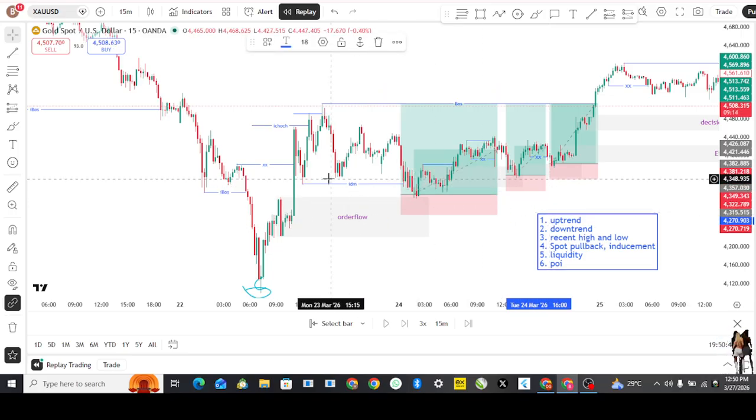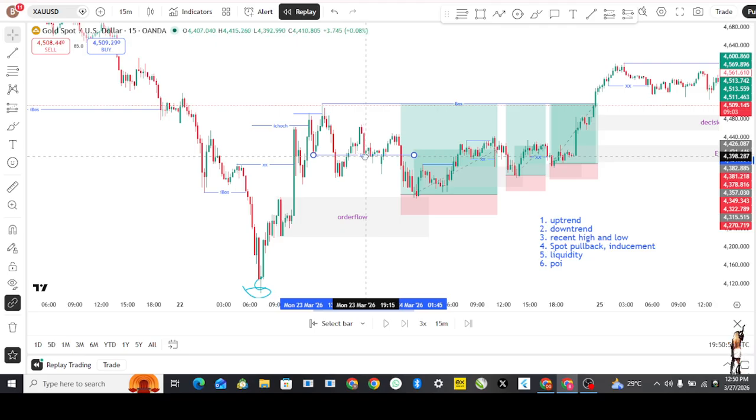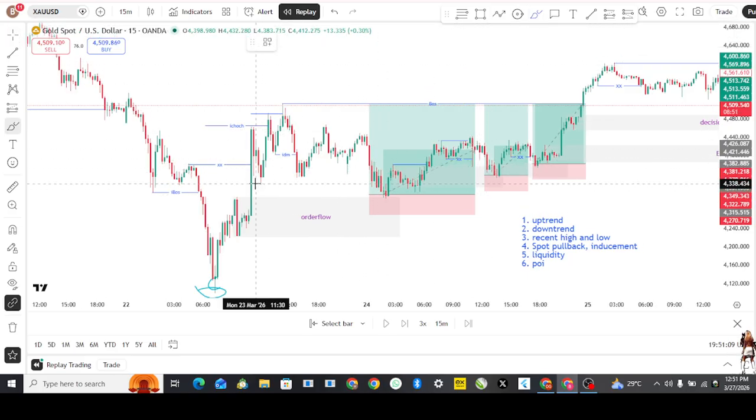So we spot out our recent pullback after it has closed. This is our recent pullback here, because we take this high. Now this low, what do we call this low? This low now becomes liquidity.